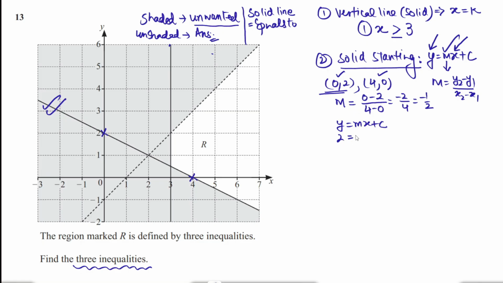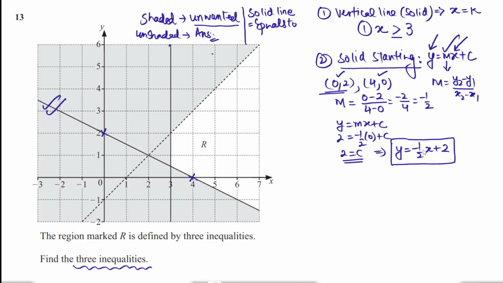M here is minus half and x here is 0 plus c. So minus half times 0 is 0. So 2 equals c. So in that sense, your equation comes out to be y equals m, m is negative half x, and what is c? That is plus 2. That is your equation of the required line.